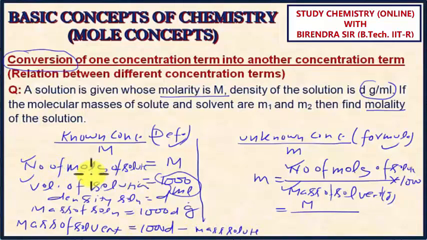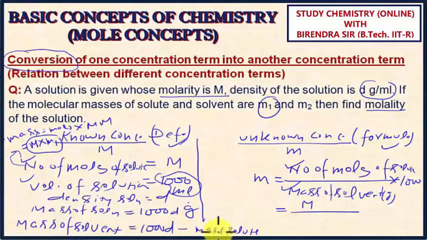What is written here? Number of moles of solute. If the number of moles of solute is known, is it possible to convert moles into mass? Yes, because we know mass is equal to moles into molar mass. So I can directly get the mass of solute as molar mass of solute into number of moles of solute. So it will be m into m1.